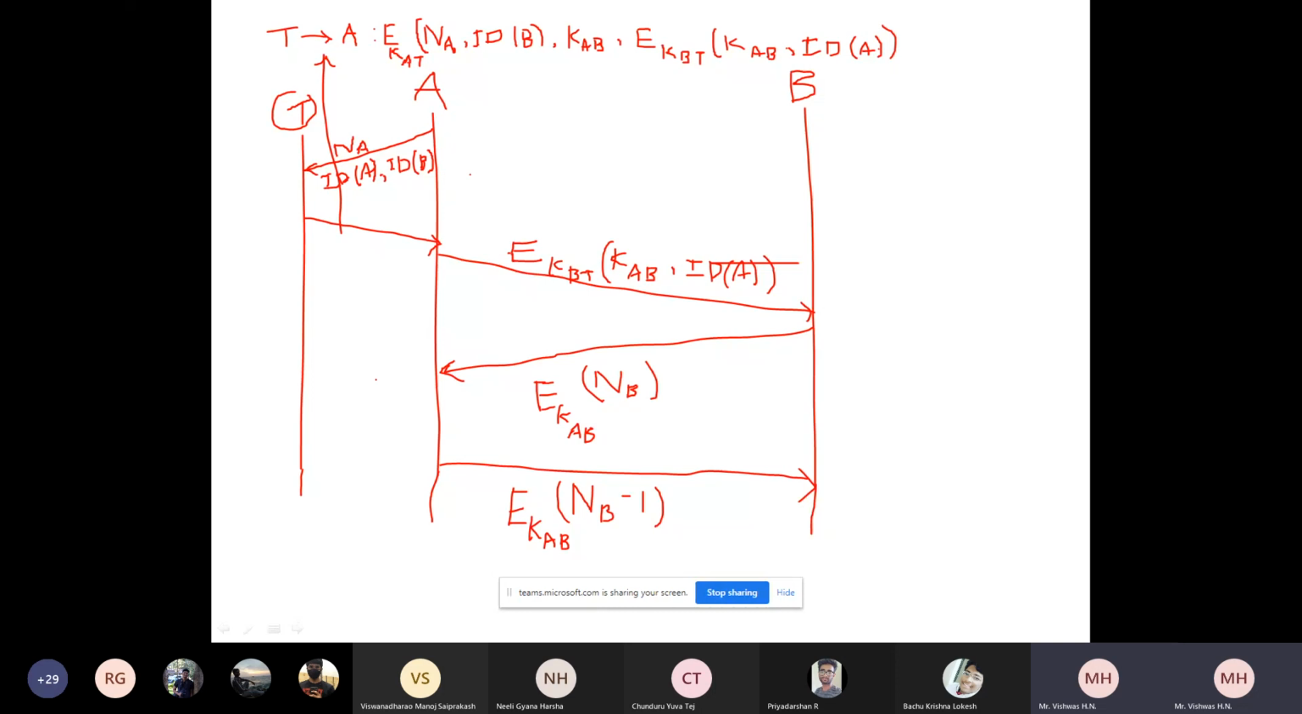So A will send the received token to B. That is a key with ID of A that is encrypted using the session key between B and the trusted third party, that is key KBT. Is that clear? And for that, B will send a nonce encrypted using the new key, that is key KAB, to A. And for that, as a challenge response, A will send nonce of B minus one encrypted using the key KAB. And this completes the authentication process between A and B. Is it clear, students? Do you have any doubts with this? Any question regarding this?